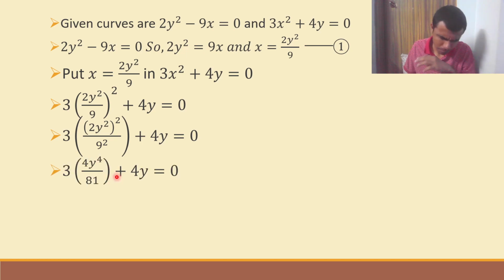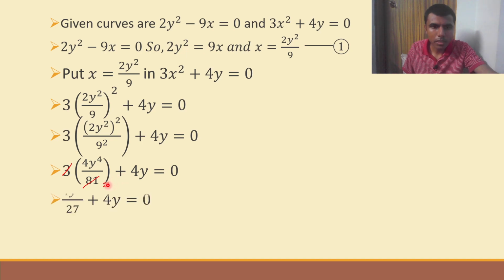So this is what I'd get. In the denominator I have 81. Now 3 ones are 3, 27s are 81. I'm just doing this to explain to you. So in the next step you would see 4y power 4 by 27 plus 4y equal to 0. Just erase this, because striking is not good. It doesn't look good. Even in exam I would not suggest you to strike. The examiner will understand from your steps what you have done.